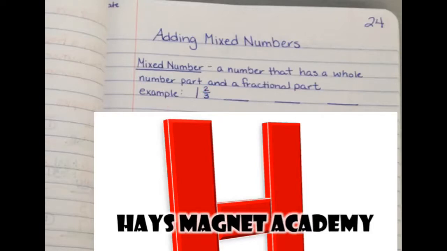Here's an example, 1 2/3. Then I left 3 blanks. I want you to create 3 more examples. It tells you that it has a whole number, so you need a whole number, and it needs a fraction, so it needs to have a fraction. So fill in 3 blanks here.